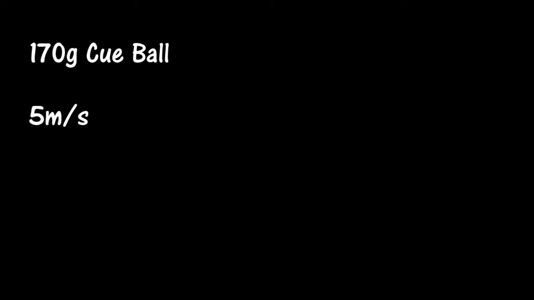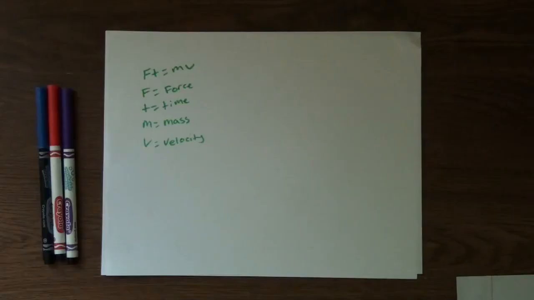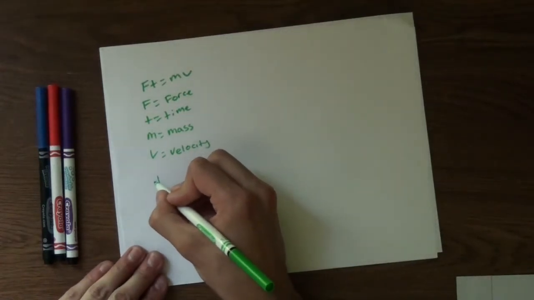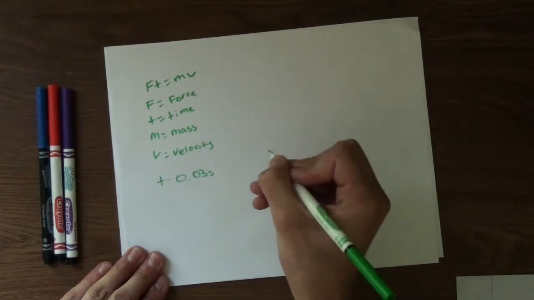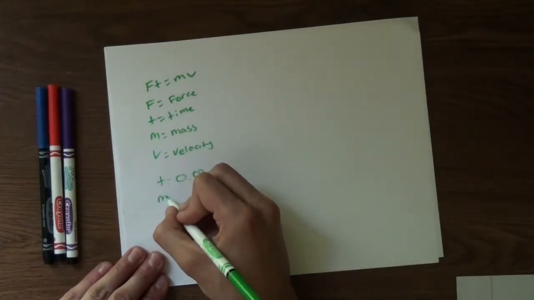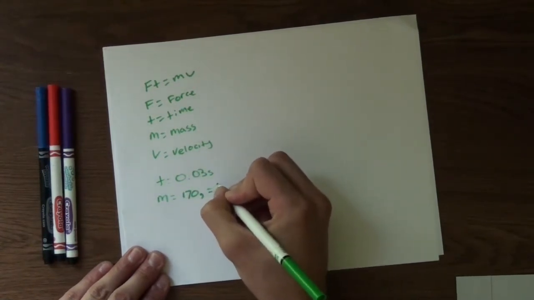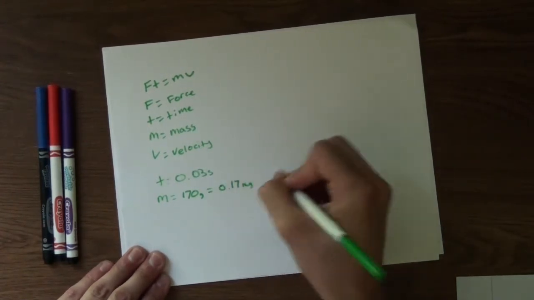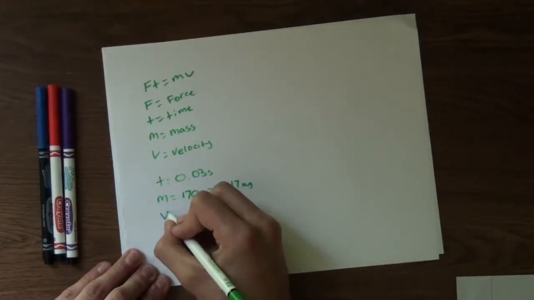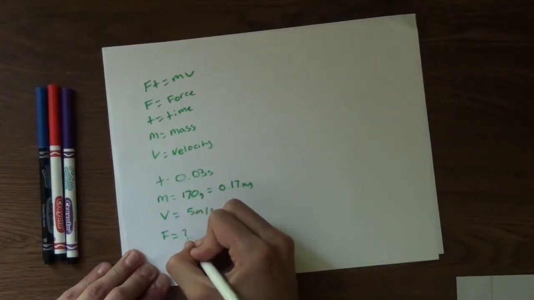If the cue ball is in contact with the cue stick for 3/100ths of a second, what force is applied on the cue ball? Okay, so for this problem, we know the time that the cue ball is in contact with the cue stick, which is equal to 0.03 seconds. We also know the mass of the cue ball, which was 170 grams, or 0.17 kilograms, which is what we need to use for this formula. We know the velocity, which was 5 meters per second. What we don't know is the force.